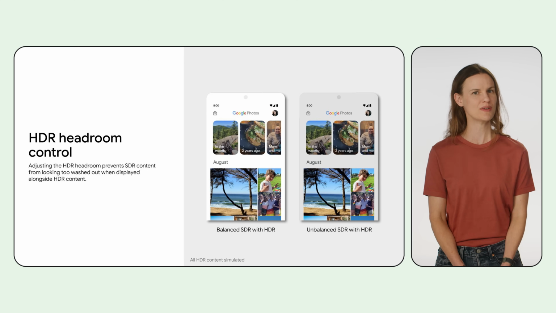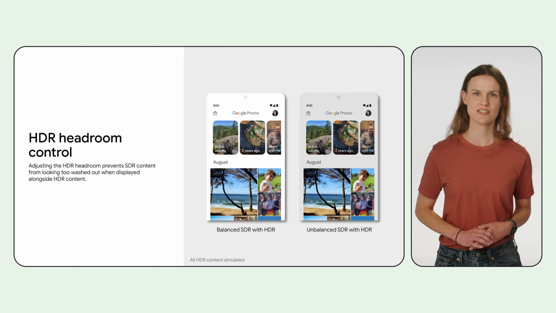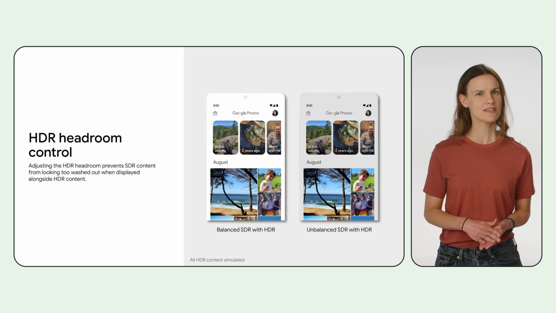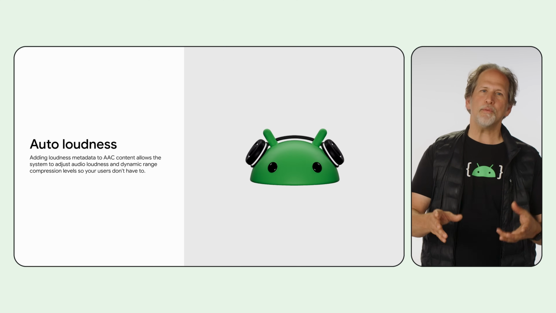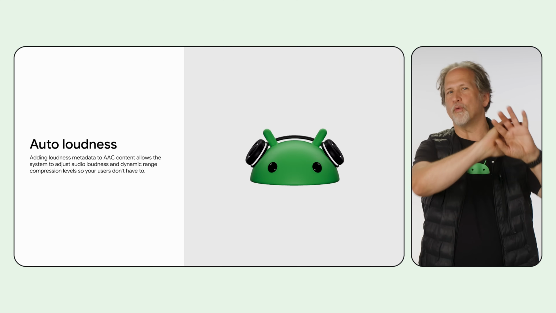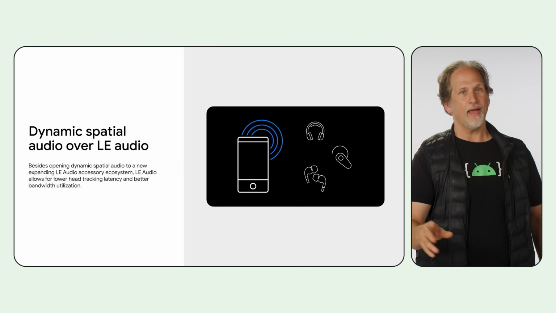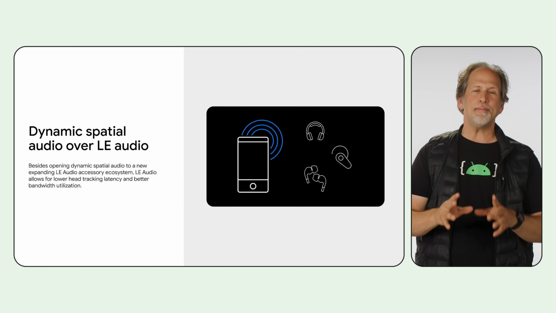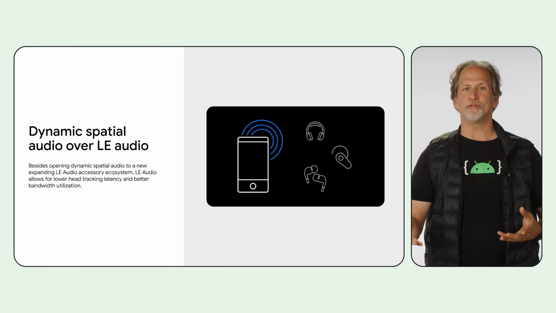HDR headroom control allows you to tune screens that contain both SDR and HDR content so that the SDR content doesn't look washed out. Android 15 supports loudness metadata in AAC content so that your users can listen in a variety of environments without having to constantly adjust the volume. And we've added support for dynamic spatial audio over LE audio for improved latency and performance.